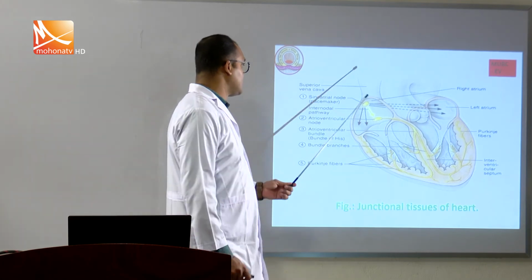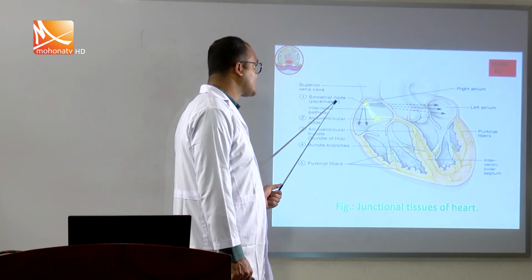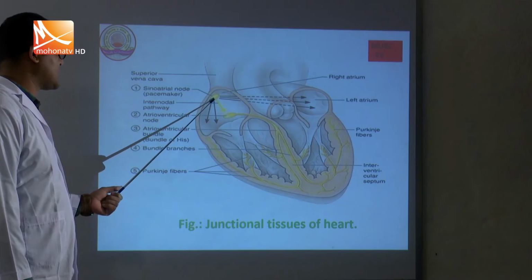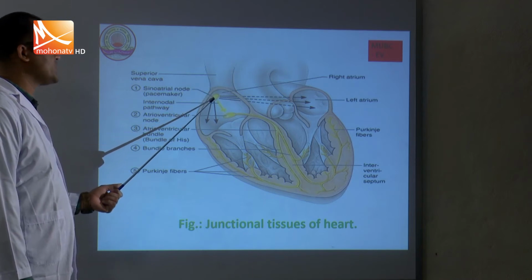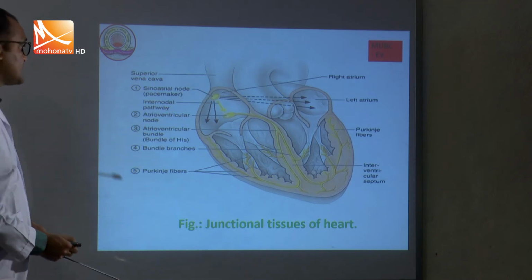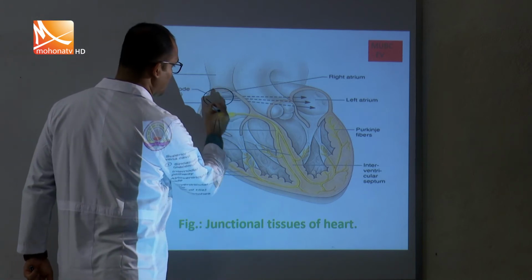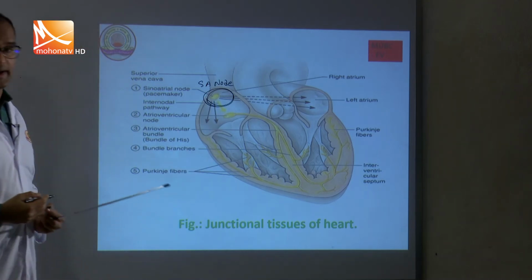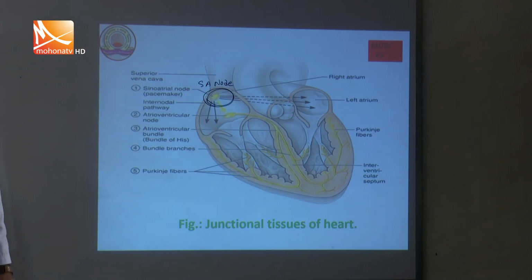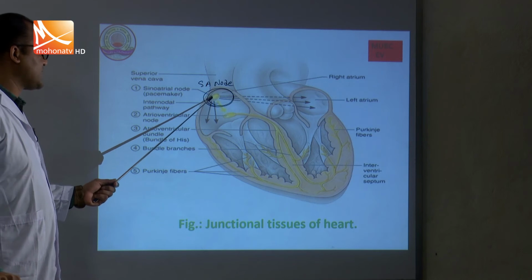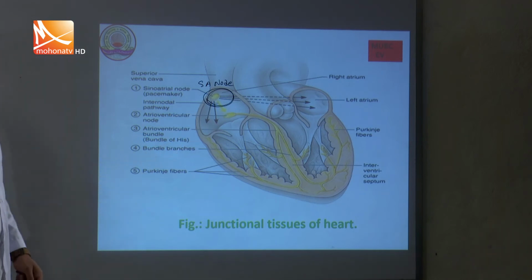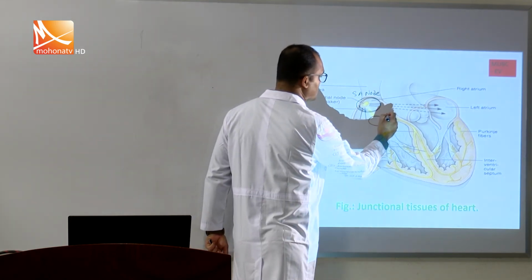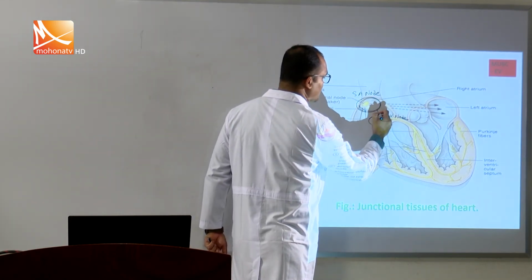Firstly, the sinoatrial node is positioned between the right atrium and the attachment of the superior vena cava. So the first electrical signal originates from the SA node, and that signal flows from the SA node into the atrioventricular node. That means the electrical signal is received by the AV node from the SA node.